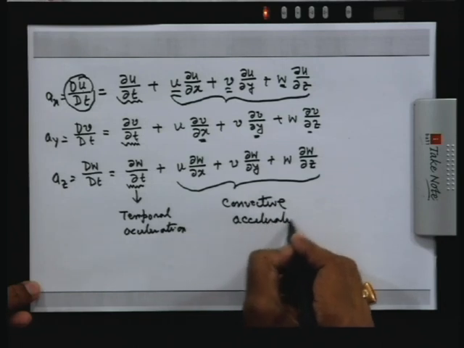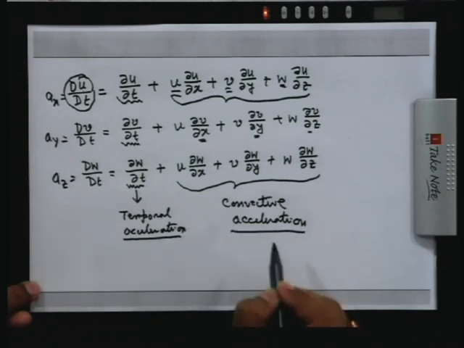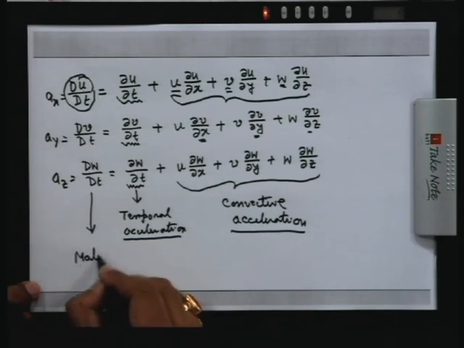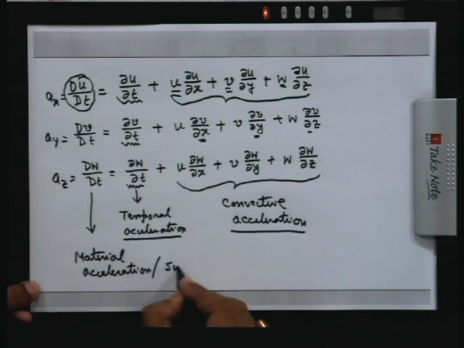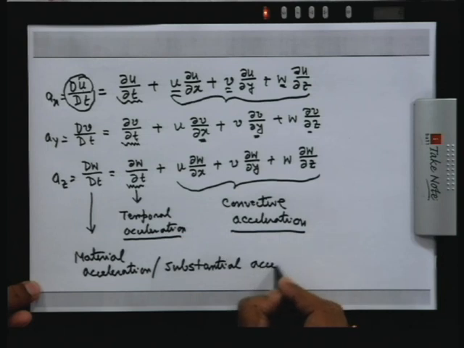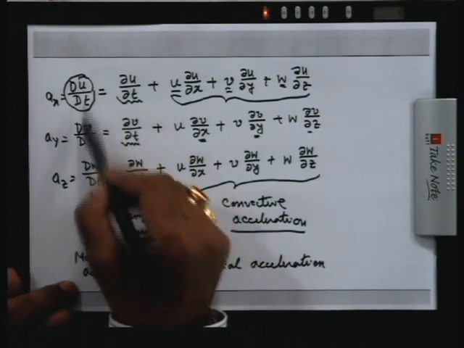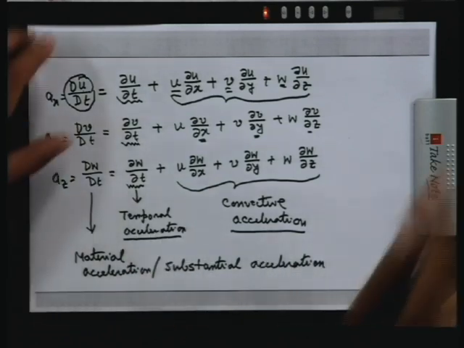So, therefore, you see the total acceleration is composed of temporal acceleration and convective acceleration, and the total acceleration is known as material acceleration or substantial acceleration. That means the material or substantial derivative, when the variable is velocity, is equal to temporal acceleration plus convective acceleration.